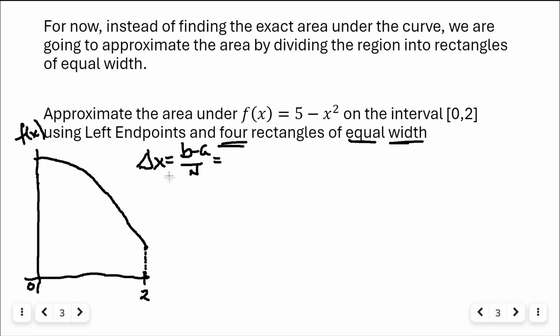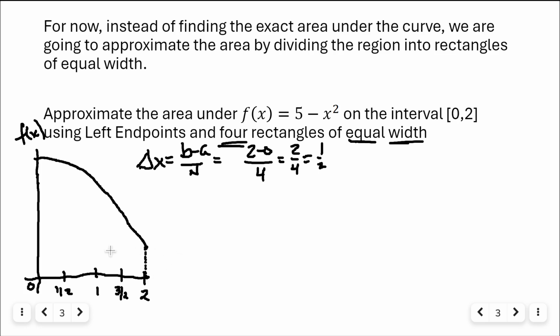So b would be 2 minus 0. So basically I have 2 units to work out on the x-axis, and then I want to divide it into 4 equal pieces. So 2 over 4 is 1/2, which means that I should make each mark a half a unit away. So starting from 0, I'll make a mark at a half. Then I'll go another half, I'm at 1. Then I'll go another half, I'm at 3 halves. And then I'm at 2.